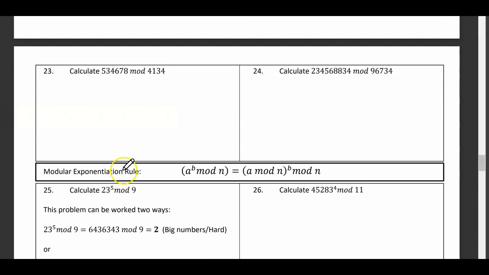Now the modular exponentiation rule. The mod n, basically we're replacing the a to the b with a mod n to the b. That's the change. So we're replacing this with 45283 mod 11 to the fourth.